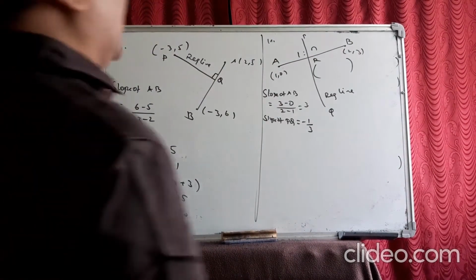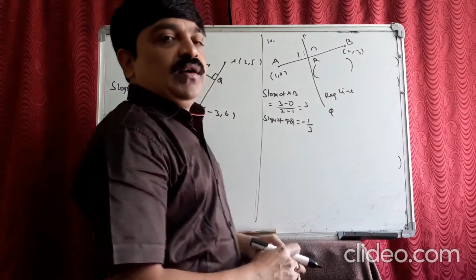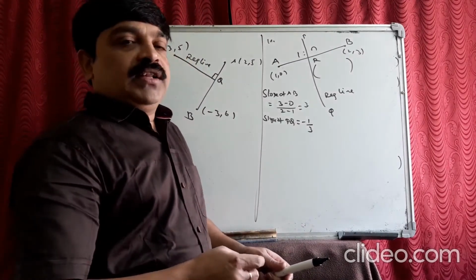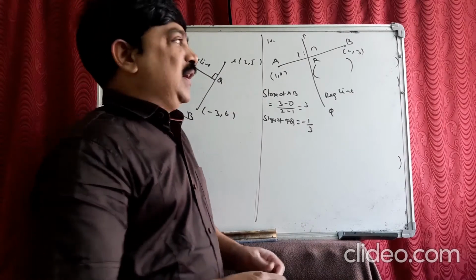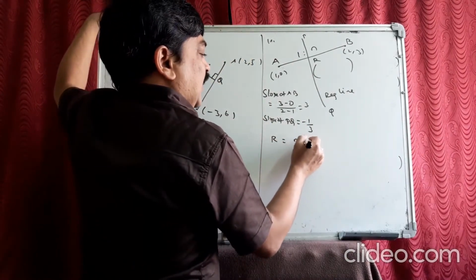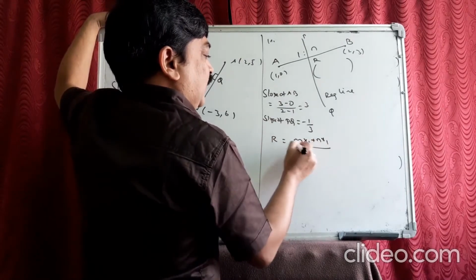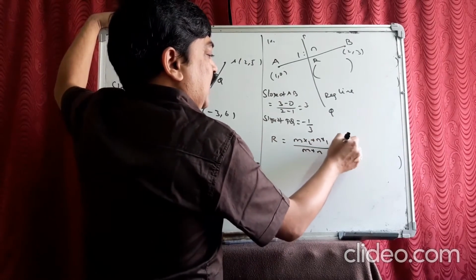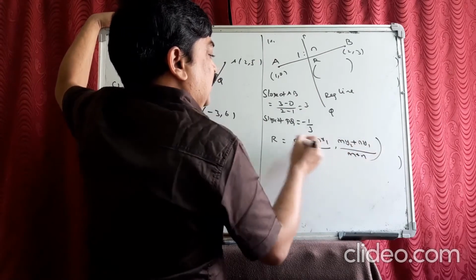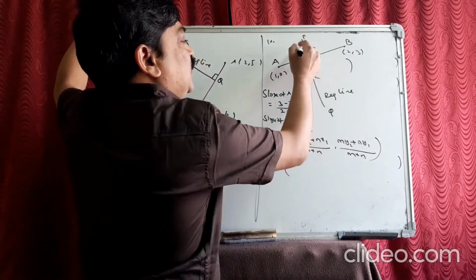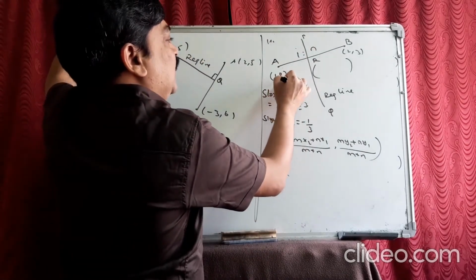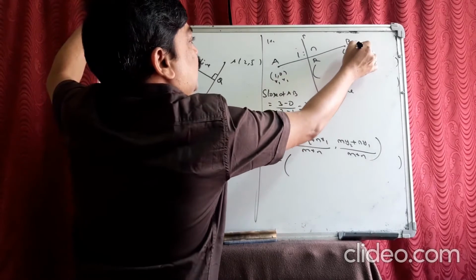So how to find R? We use the section formula. In your 10th grade you might have learned the section formula. Dividing in the ratio m:n, the formula is (mx2 plus nx1) by (m plus n), (my2 plus ny1) by (m plus n). So what is m here? m is 1, n is n only, and x1, y1, x2, y2 are the given points. Okay, let us see.